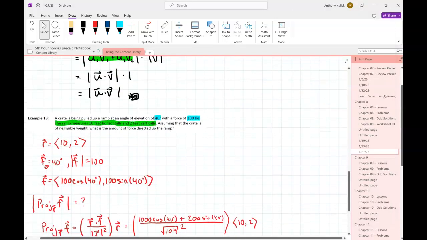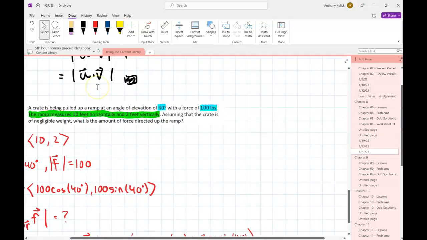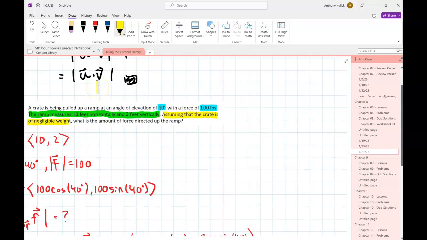As an aside, if this problem was a little bit different, I think this happens in the homework. We have the assumption that the crate is of negligible weight. What if the crate did have some weight to it?